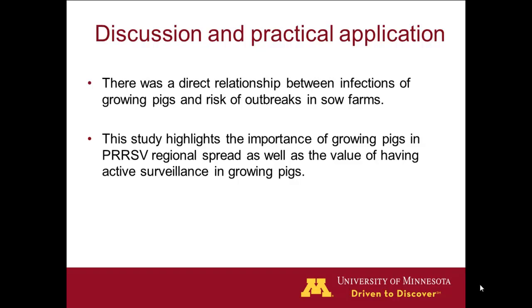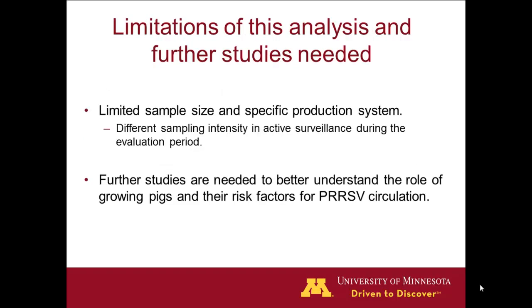Yeah, and also the value of the monitoring and how we can use these kinds of tools to generate more metrics and learn and understand more about the production systems. Some of the limitations of this analysis: of course, we're limited on sample size, and these outcomes are specific to the production system. There were also different sampling intensities in the surveillance. And I think this analysis could be considered conservative, because those weeks that we didn't have any knowledge about the status, we considered as negative. So I think this is a conservative approach. And definitely further studies are needed to better understand the role of growing pigs and the risk factors for PRRS circulation, as Paul already mentioned.